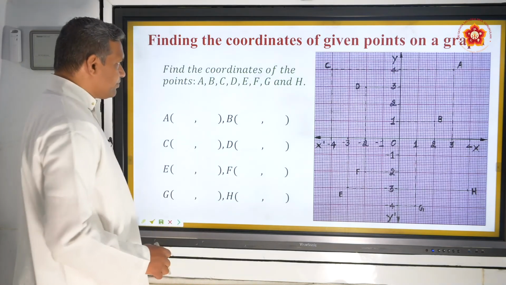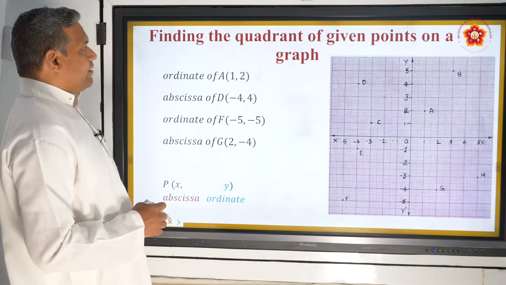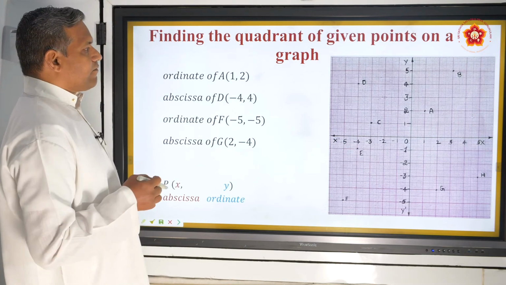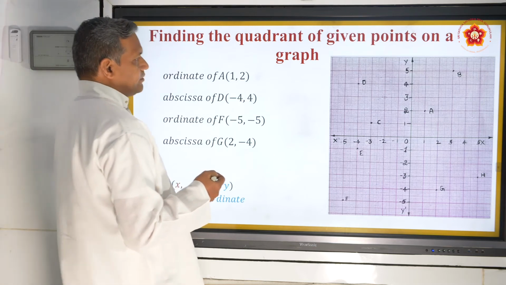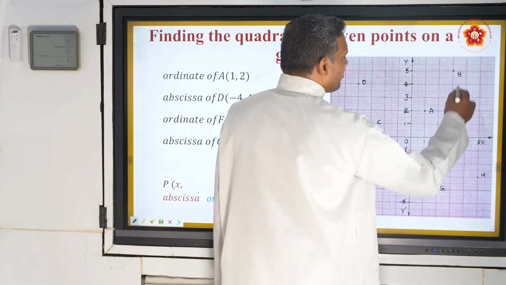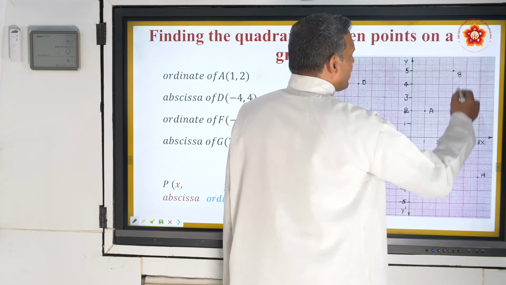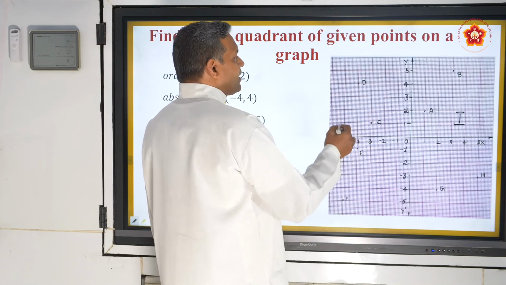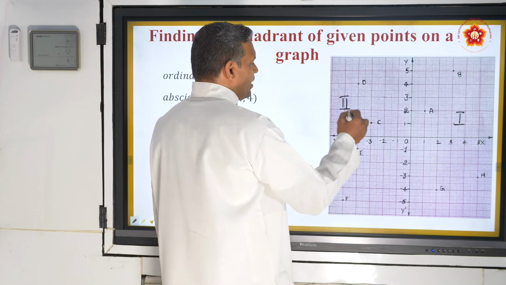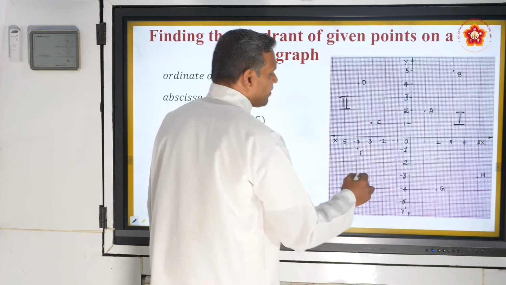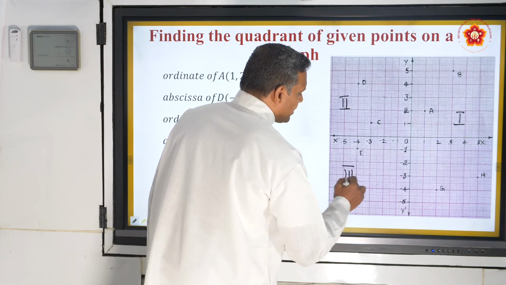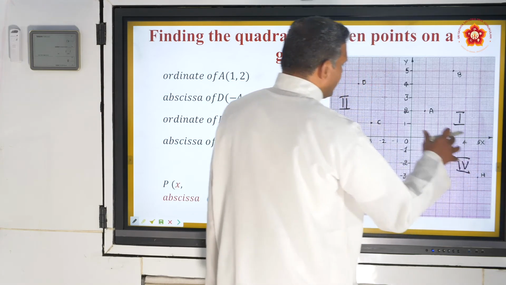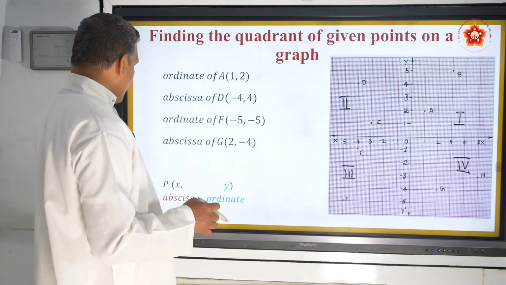So, this is finding the quadrant of a given point on a graph. So, suppose these 2 points, point A and point B, where they are falling? Point A, point B are all falling in first quadrant, and point C and D, where they are falling? In second quadrant, and then point E and F, where they are falling? In third quadrant, and point G and H, where they are falling? In fourth quadrant.